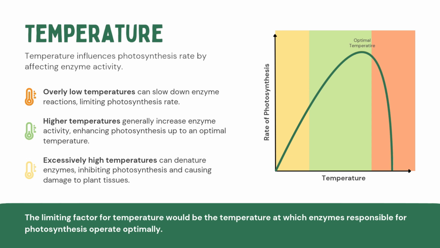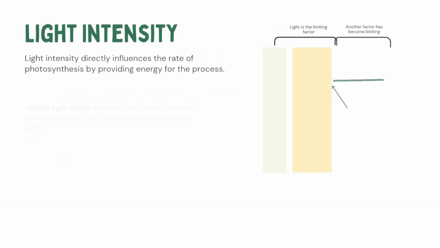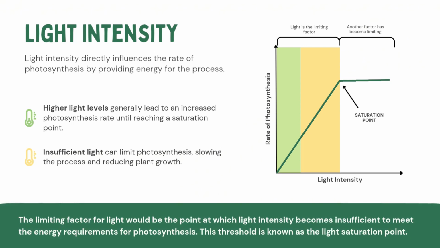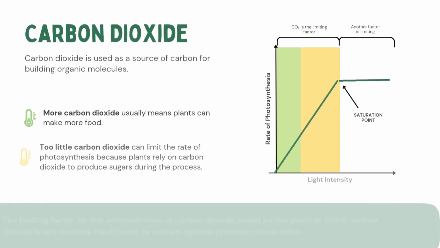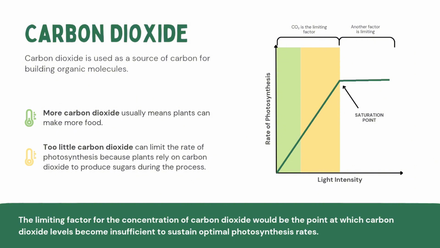Next up, light intensity. Light is the energy source for photosynthesis, so more light usually equals more food. But plants have a saturation point. After a certain intensity, extra light doesn't help. Too little light, photosynthesis slows and plants get weak. Finally, carbon dioxide, CO2, is the carbon source for making sugars. More CO2, plants can make more food. Too little CO2, photosynthesis is limited. Plants are basically stuck in a food-making traffic jam.